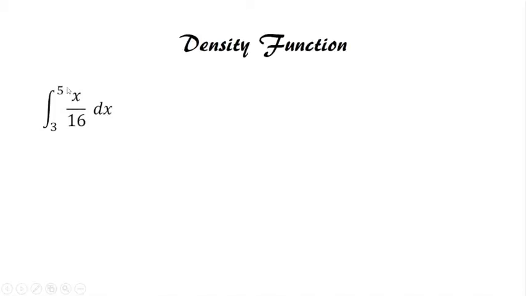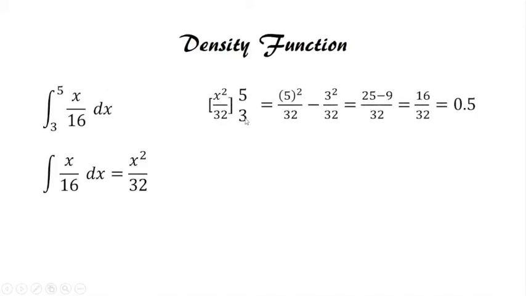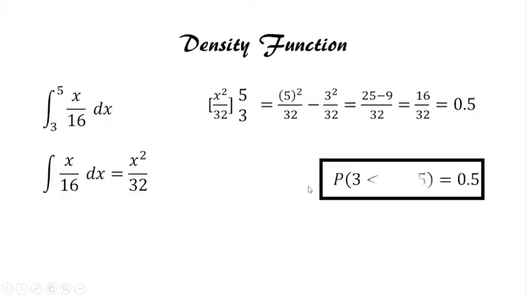We have to integrate this function we have in here with these new parameters, which are 3 and 5. We already know the answer of the integration. All we have to do is evaluate it at the numbers 3 and 5. We did the evaluation, and the result is 0.5, which is the answer to the question: what is the probability of picking a tree, and this tree has a measure between 3 and 5? The result is 0.5.